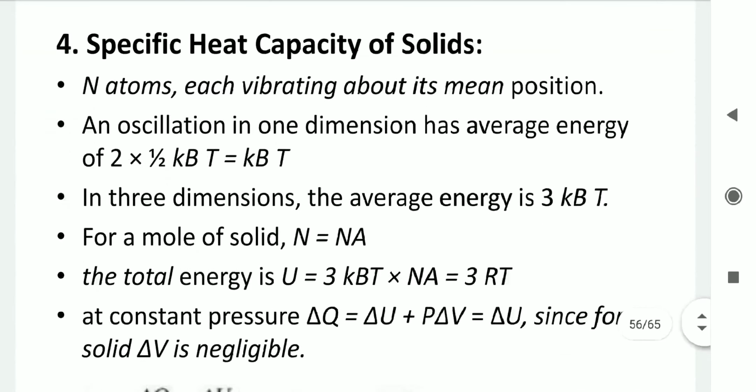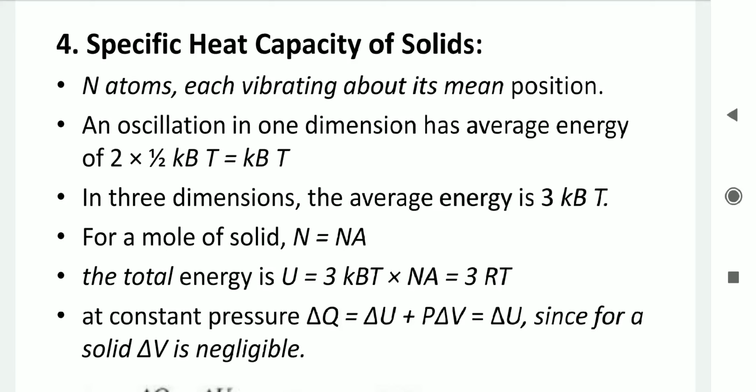Now let us understand the specific heat capacity of a solid which has N atoms. Each atom is vibrating about its mean position. So here oscillations take place in one dimension having the energy 1/2 kBT into 2, that will give you kBT amount of total energy. So that is the energy available in one dimension. Now the solid has 3 dimensions, so its average energy is 3 kBT. Taking the number of atoms in a mole of solid as Avogadro number Na, its total energy is 3 kBT into Na, that will give you 3 RT.